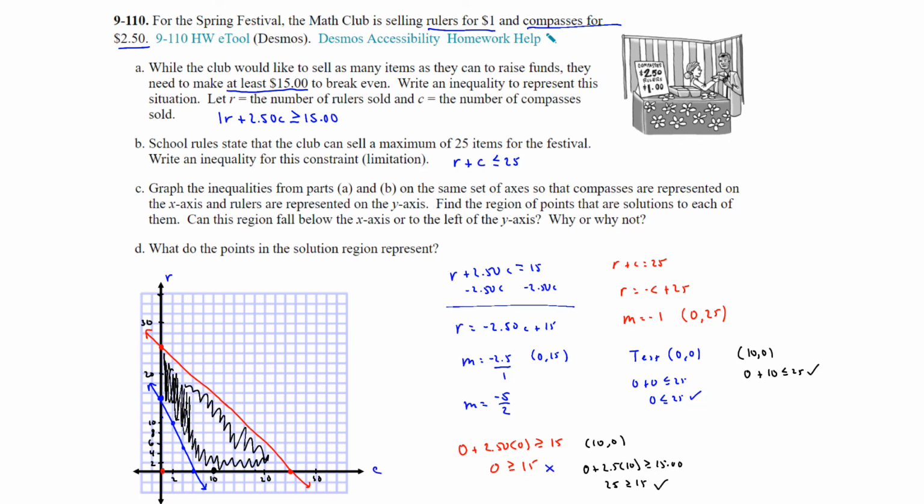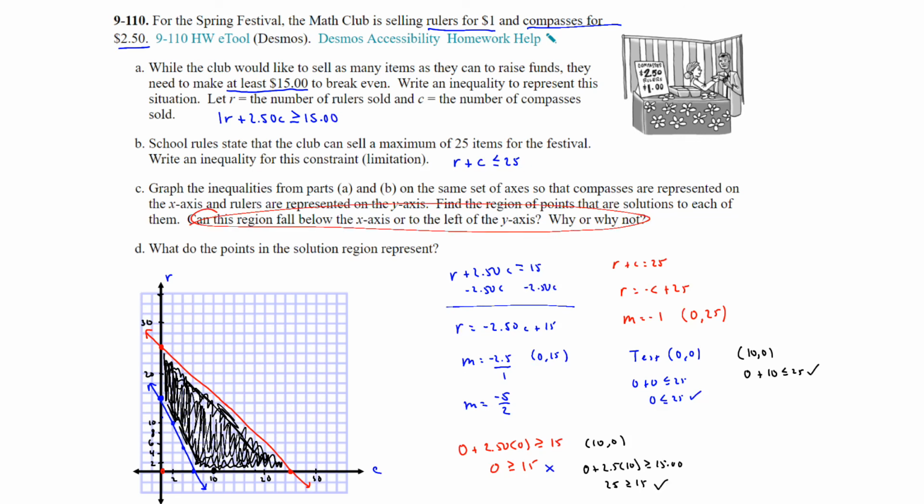And you'll notice that I'm not going below my x-axis, and I'm also not going to the left of my y-axis. And that is intentional because can I have a negative number of rulers or a negative number of compasses? No, I can't. So I only shaded the region that makes sense in context to the problem. And so I just answered this question right here.